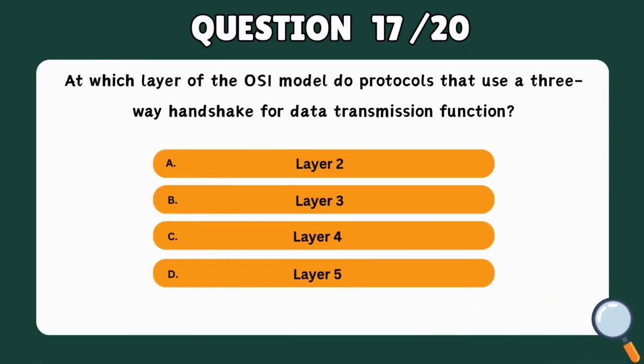Question 17. At which layer of the OSI model do protocols that use a three-way handshake for data transmission function? A. Layer 2. B. Layer 3. C. Layer 4. D. Layer 5. Correct answer: C. Layer 4.